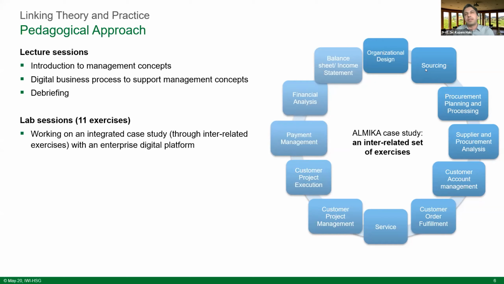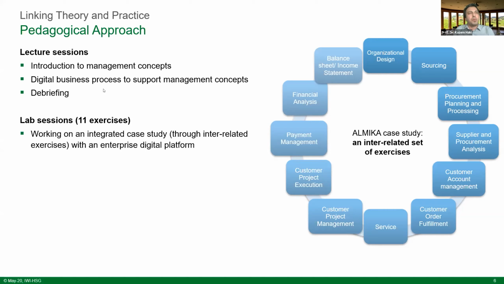The other thing is that these exercises are interrelated. This means that they first have to do the sourcing exercise, and then they can do procurement and planning. Once they do procurement and planning, they can move to supply. This goes on and on until the last exercise, so that at the very end, when they try to create a balance sheet or income statement for the whole organization, they will see the impact of all the activities that they did in the other departments. So it provides them a kind of integrated view of the whole organization.